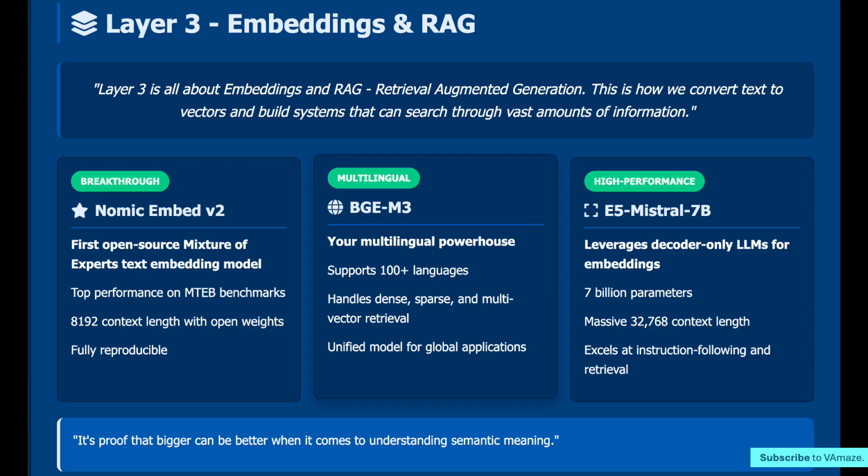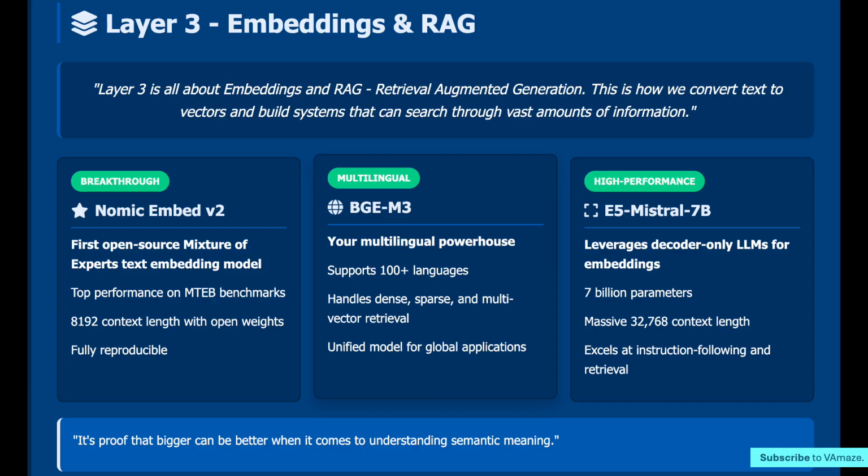Layer 3 is all about embeddings and RAG, Retrieval Augmented Generation. This is how we convert text to vectors and build systems that can search through vast amounts of information. Nomic Embed 2 is a breakthrough. It's the first open-source mixture of experts text embedding model that achieves top performance on MTEB benchmarks while being fully reproducible. With an 8192 context length and open weights, it's setting new standards.